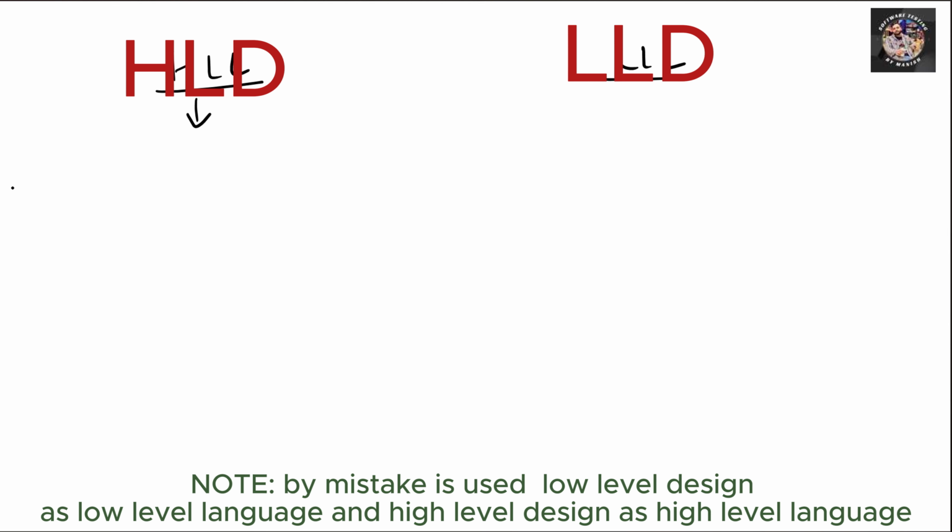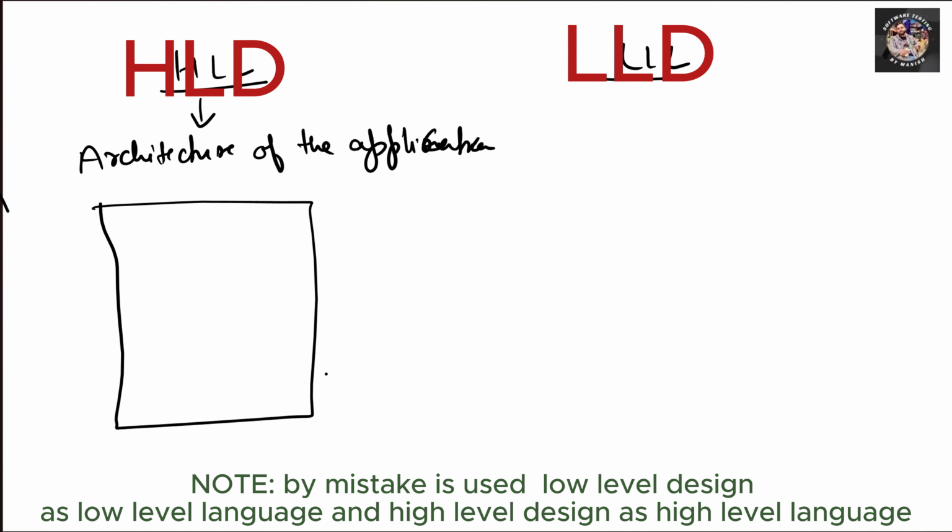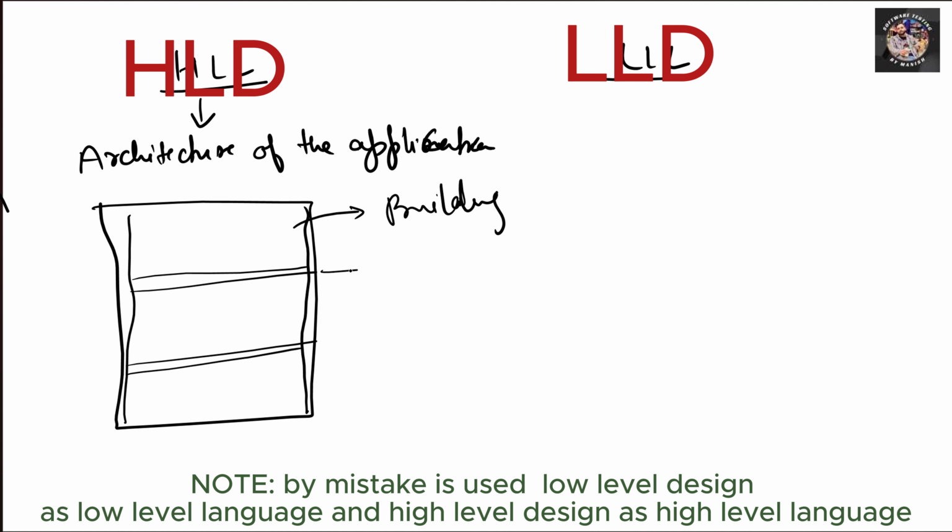High level language is the architecture of the application. What does it mean? If we consider a building, for building we need pillars on which the building will be built. This is showing the architecture of the building. And what is LLL, low level language?